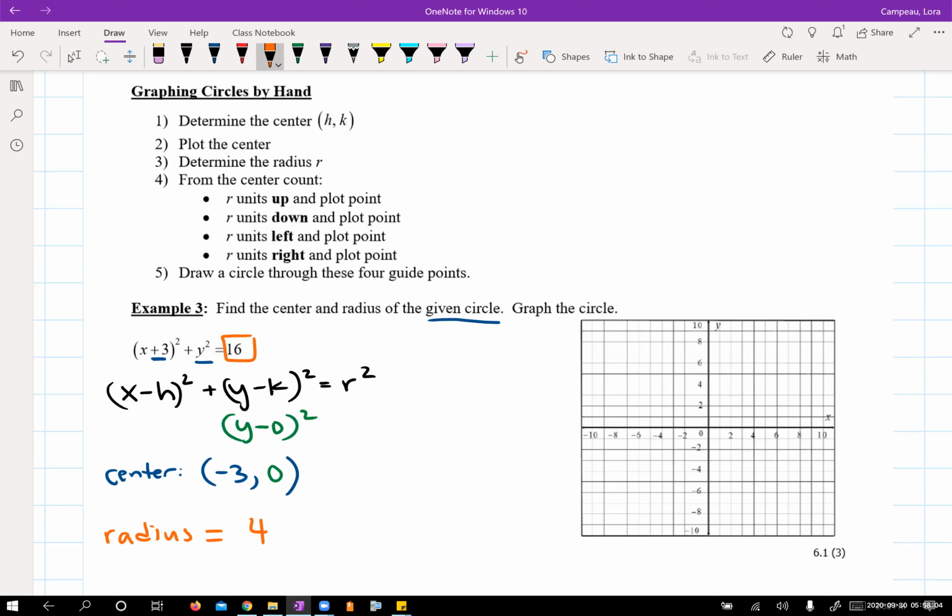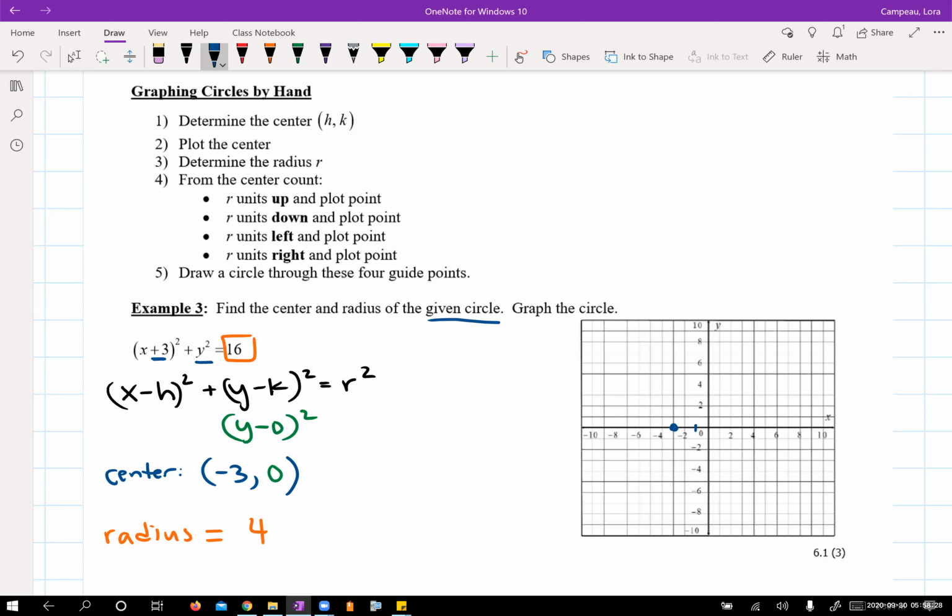So now that I have those pieces of information, I will plot them on my axes. First starting off with the center. So (-3, 0). It looks like the lines on this graph are a little off, so we'll just do our best to eye it. So I have -1, -2, we have -3, 0. Don't move up or down.